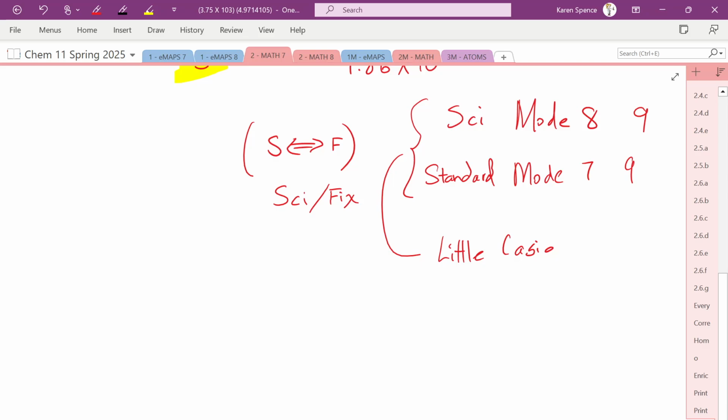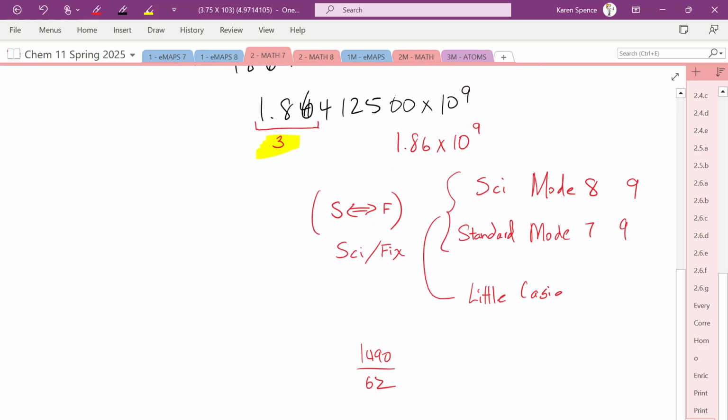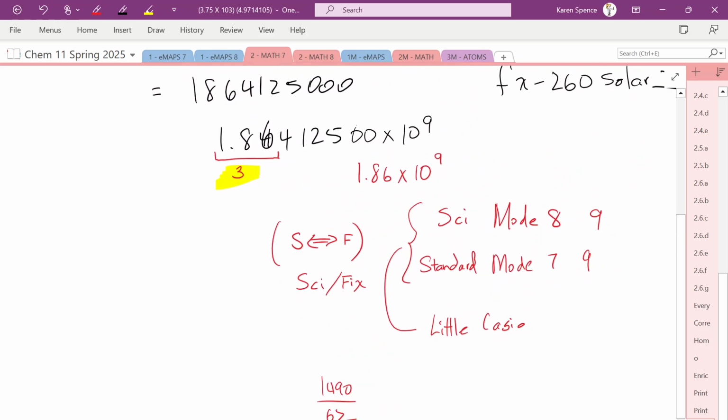Like, I'm not kidding you. All these little things add up. So if it gives you like 1490 over 62 and you have to press 2 or 3 buttons to get it into decimal notation, get yourself a different calculator, right? And if you can't afford it yet, save up for one, if you plan on carrying on in science. Yeah, for sure.